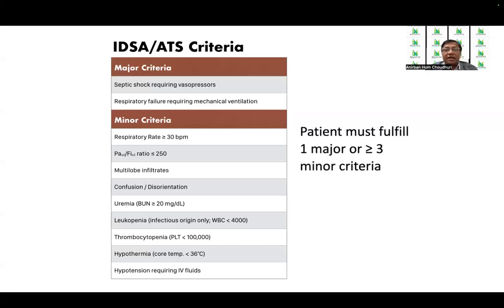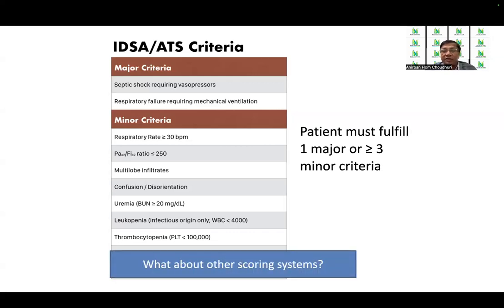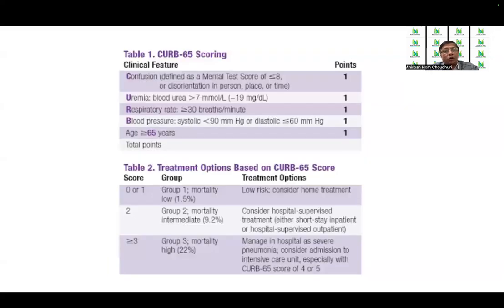Now, if a patient satisfies one major or 3 or more minor criteria, then this patient should be considered a case of severe pneumonia. Otherwise, the patient has non-severe community-acquired pneumonia. Now, the question automatically comes: what are the other scoring systems, or is this a standalone system? No, there are other systems also.